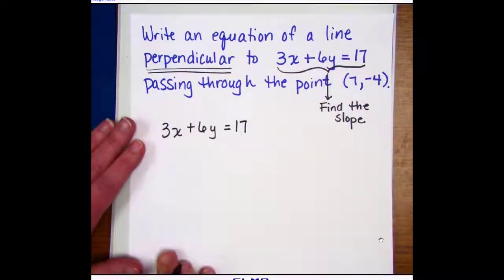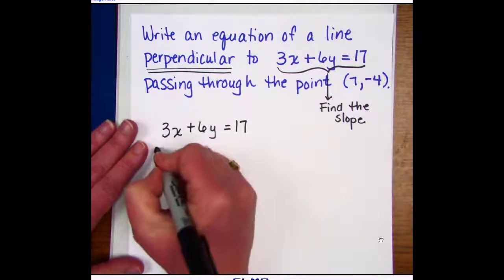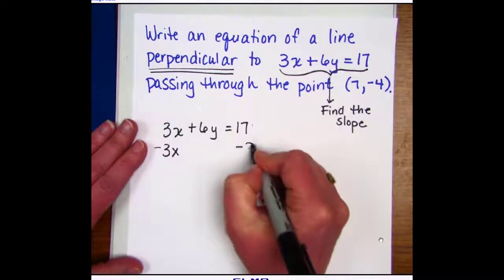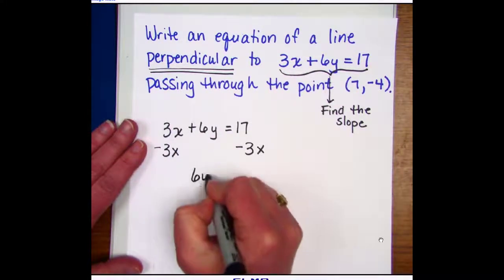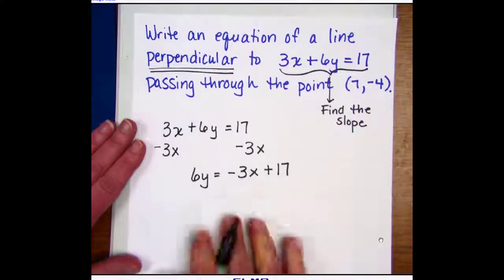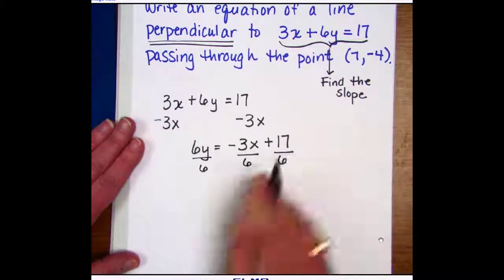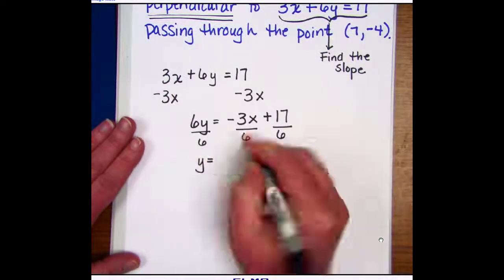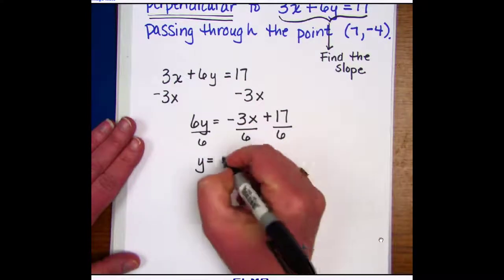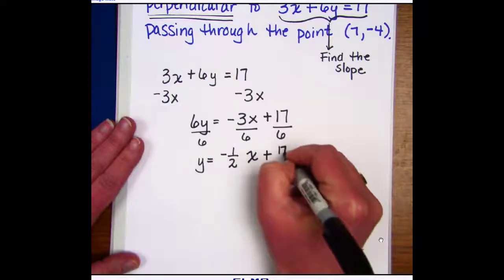Again, 3 is not my slope. I have to first isolate my y. I'm going to subtract 3x each time. 6y equals negative 3x plus 17. Divide by 6, divide by 6, divide by 6. I get that y equals negative 3 over 6, which becomes minus 1/2 x plus 17.